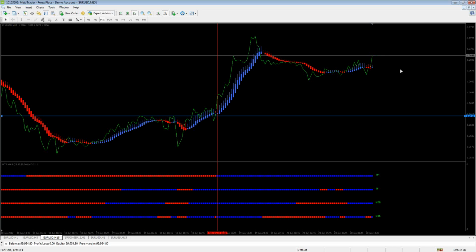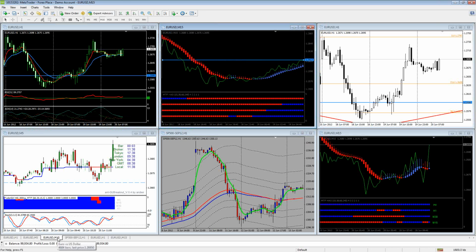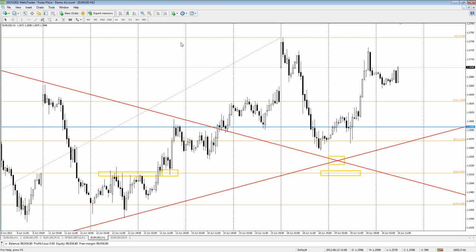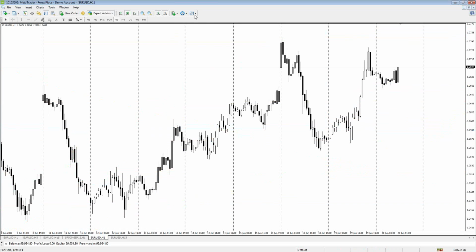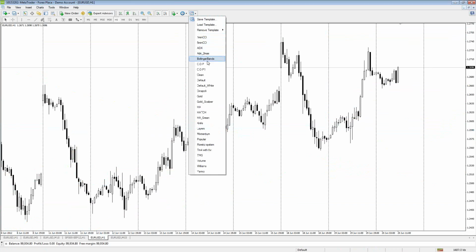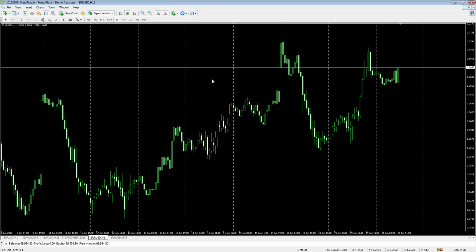So let's start with just a clear chart here. You know what? Let's take the euro dollar. Okay. Let's just turn it to black, unless you prefer white, but the white may be too bright. So, support and resistance and price action.